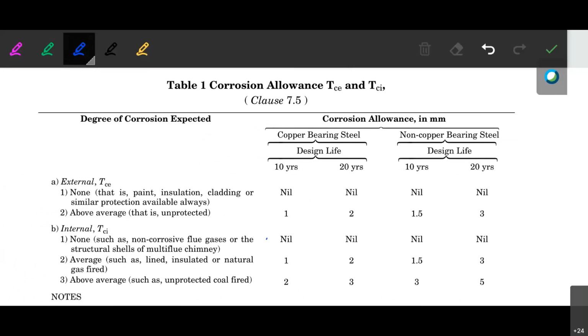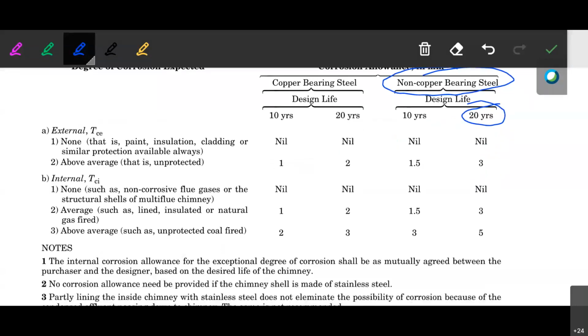So the copper bearing type we do not use most of the time. Therefore we do not know if you are using the particular steel, whether it is the copper bearing steel or the non copper bearing steel. Okay, so considering the critical condition we are going to consider it as a non copper bearing steel. Okay, and the design lifespan of that particular structure is 20 years. Therefore again, we are considering your particular chimney as a coal fired chimney.